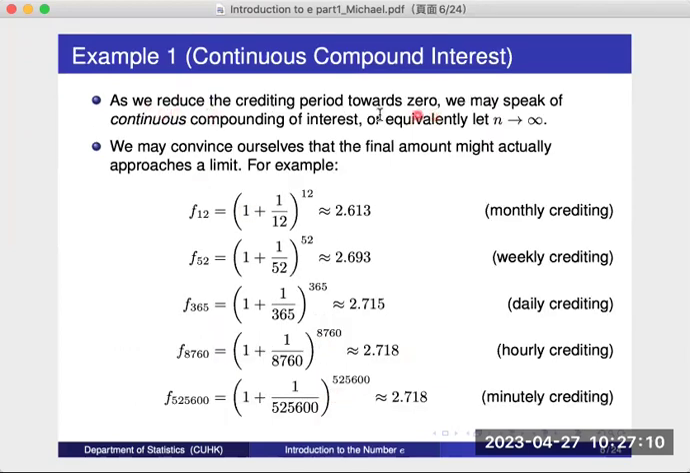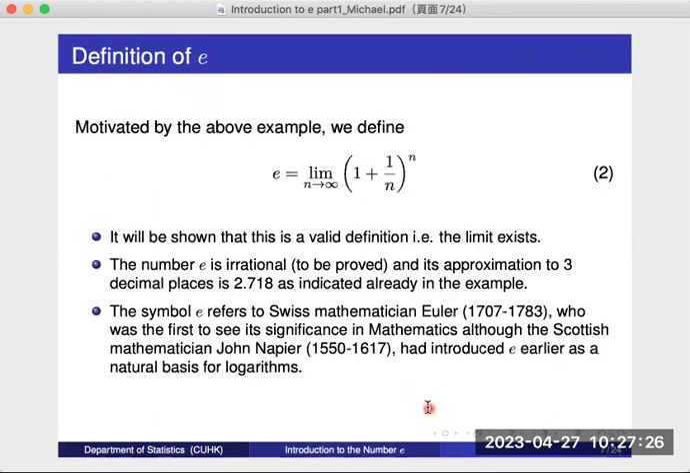As we reduce the crediting period towards 0, we may speak of continuous compounding of interest, or equivalently let n approach infinity. We may convince ourselves that the final amount might actually approach a limit. Motivated by this example, we define e as the limit of (1 plus 1 over n) to the power of n as n approaches infinity. The number e is irrational and its approximation to 3 decimal places is 2.718, as indicated already in the example.